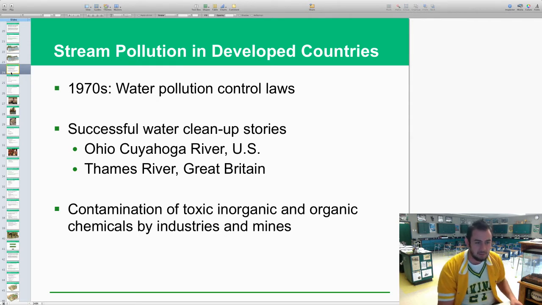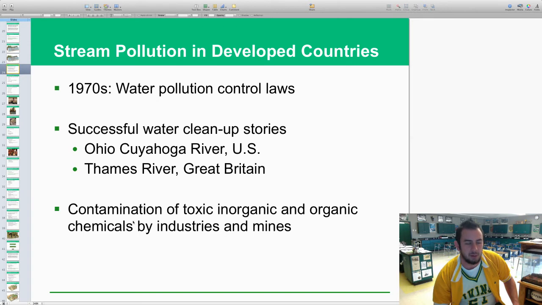Another one is the Thames River in Great Britain. In the 1950s, it was little more than a flowing, smelly sewer. After 50 years of efforts and large inputs of money from British taxpayers and private industry, the Thames River has made a remarkable recovery. So that's another success story, 2 success stories about cleanups, usually caused by an act of government. Contamination of toxic inorganic and organic chemicals by industries and mines.